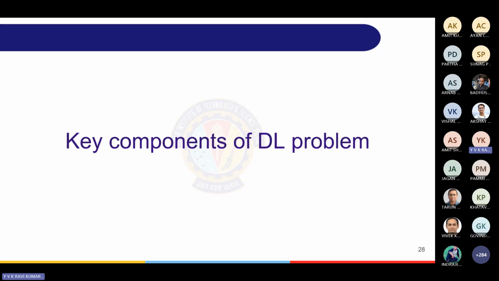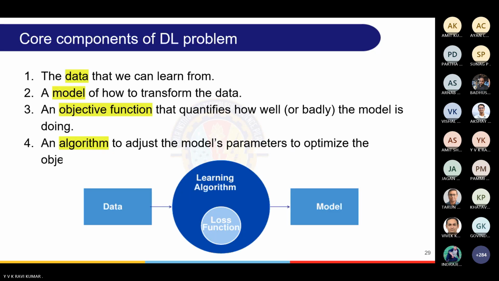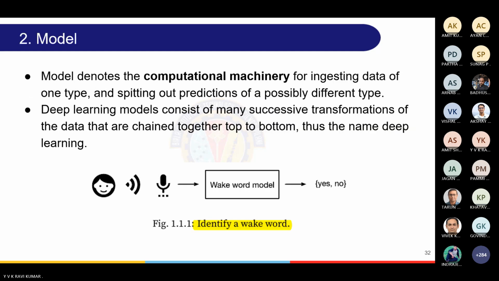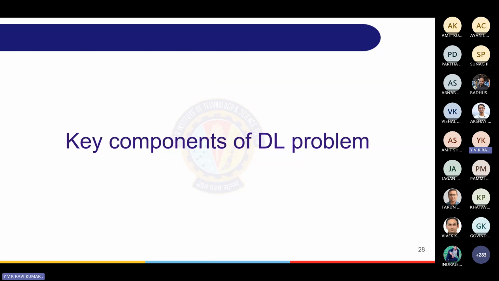Now what are the key components? In general, what are the key components, not only for DL but for ML also? Data. I'll push some discussion related to ML also here: how we work with data.